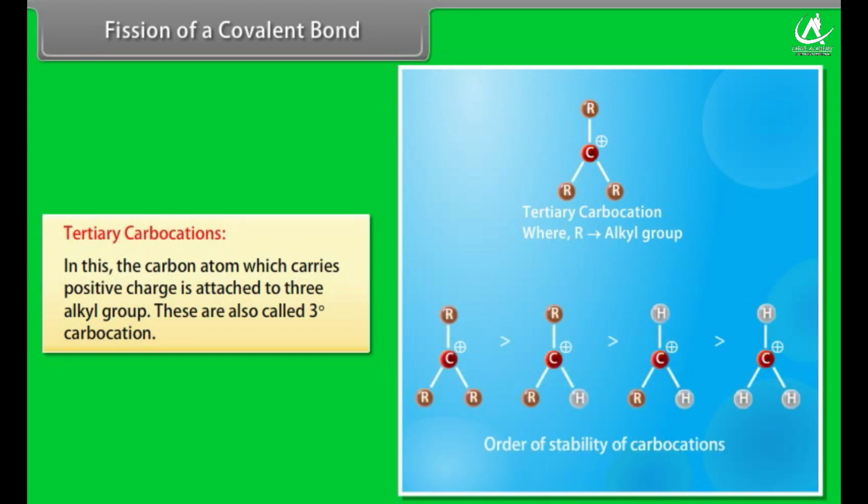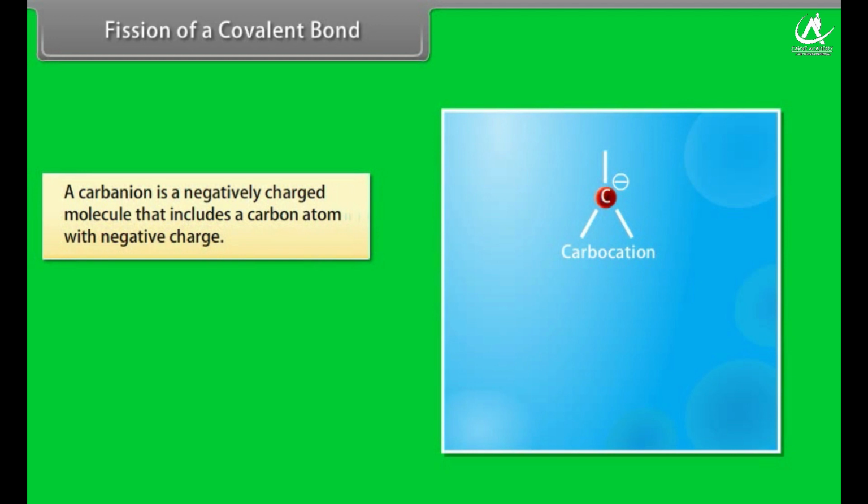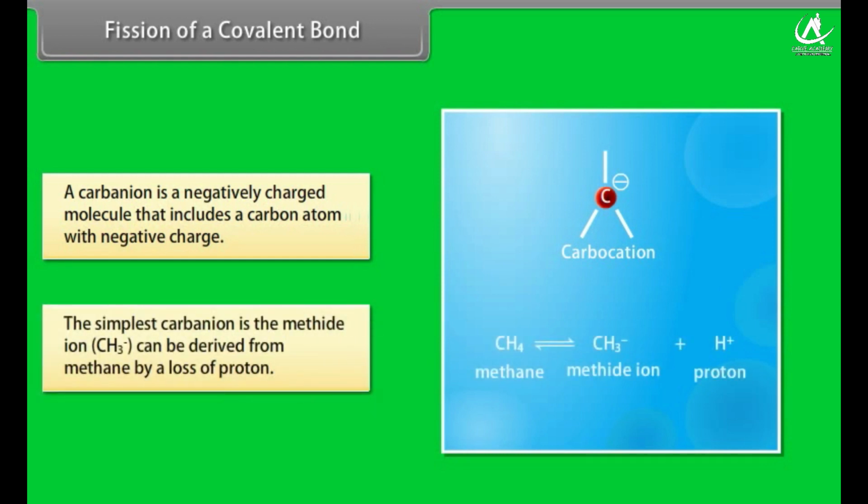Order of stability of carbocations is: A carbanion is a negatively charged molecule that has a carbon atom with a negative charge. The simplest carbanion is the methide ion, which can be derived from methane by a loss of a proton.